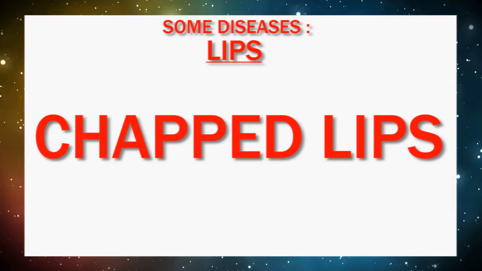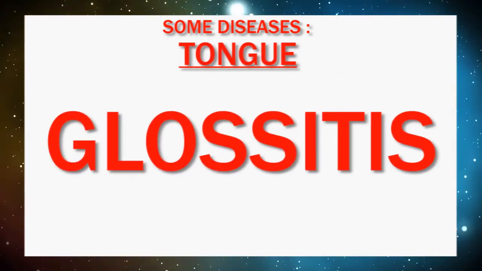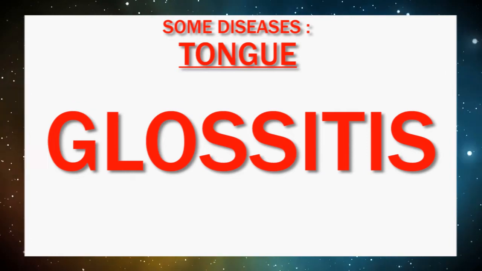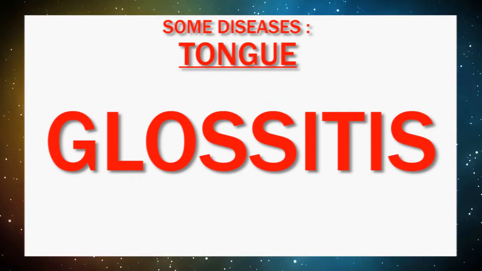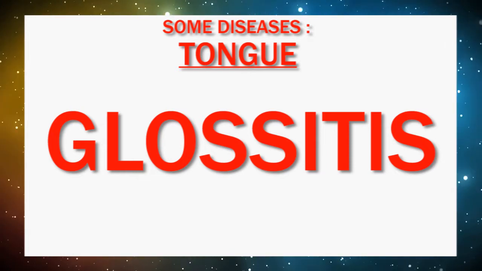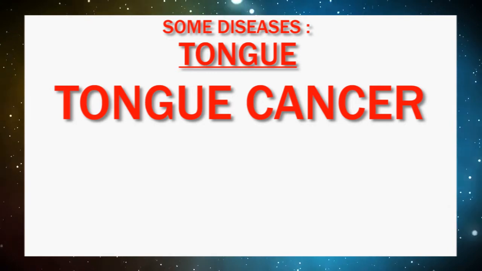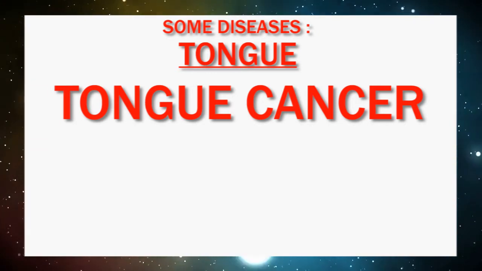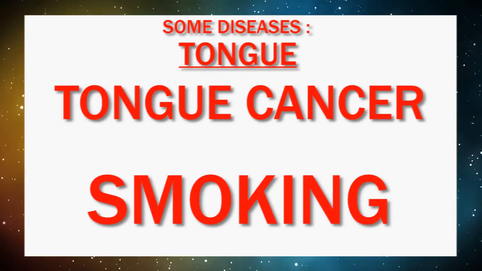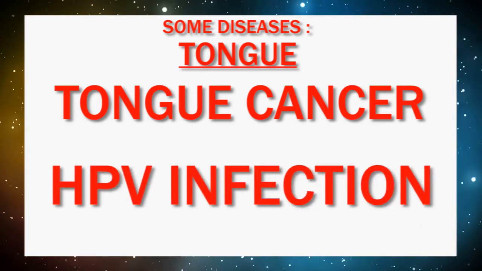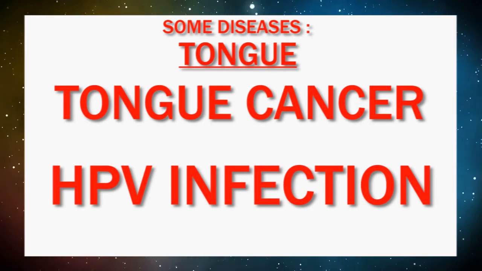Then we have diseases of the tongue. Glossitis. Glossitis is the inflammation of the tongue. When the tongue is inflamed, it gets red, it's tender, and has a smooth appearance. We also have tongue cancer. This is what guitarist Eddie Van Halen had. Smoking is bad and can cause tongue cancer. HPV infection has also been linked to tongue cancer.